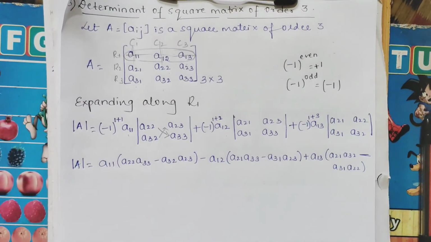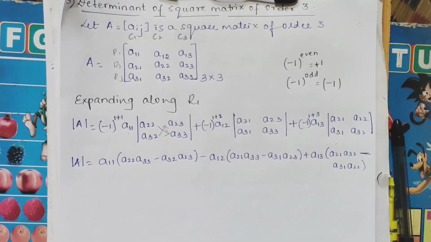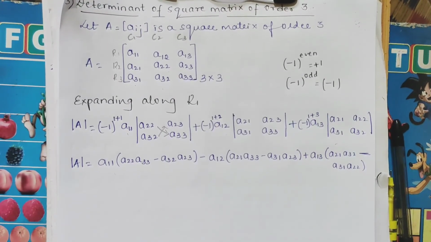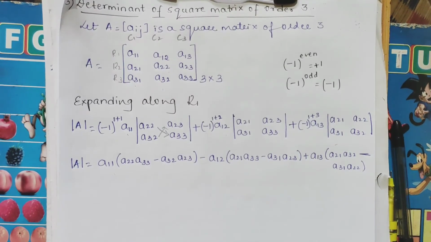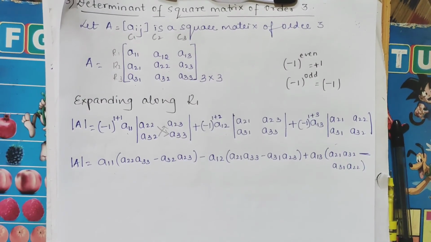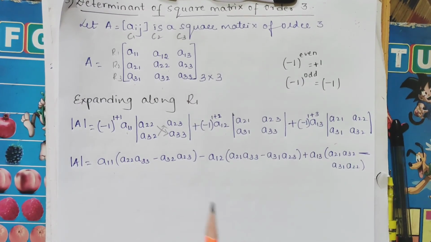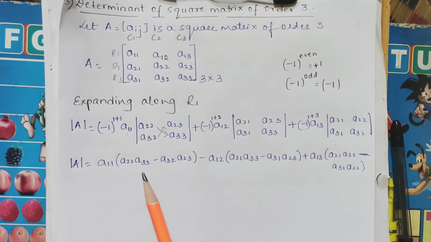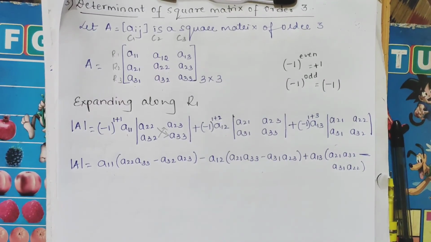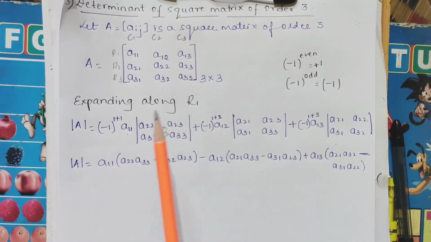From this you will know one thing: make sure that whenever you are expanding, you consider the row and column which have the maximum number of zeros. Whichever row or column has the maximum number of zeros, consider that and expand along it, so that your calculation will be easy. Why? If you take a 0 and multiply it with anything, it will be 0 itself, so your calculation will be easy. Whenever you have zeros in the matrix given, you can consider that row and column and then proceed.